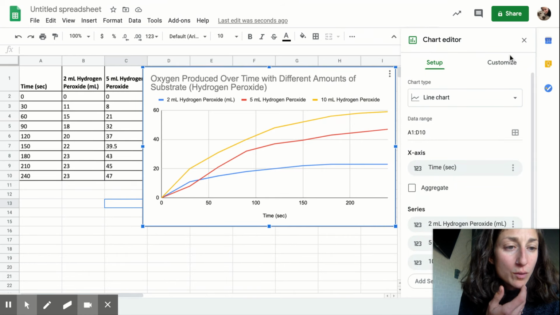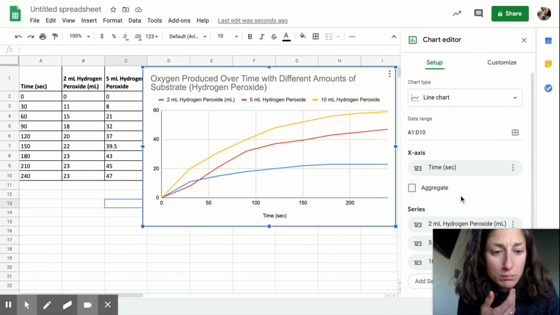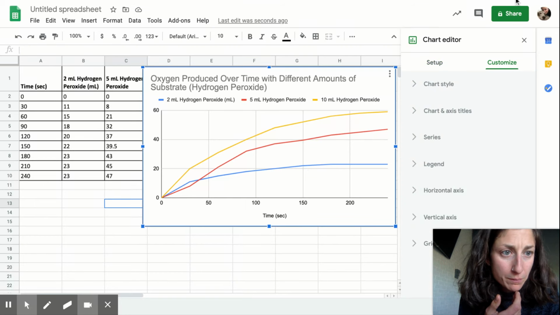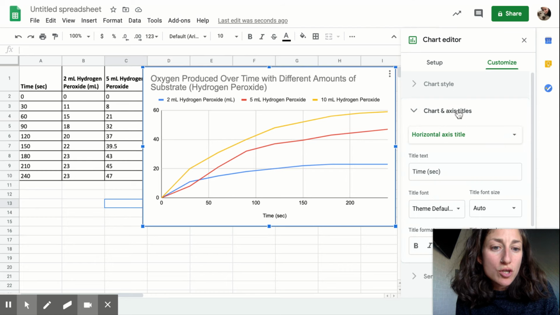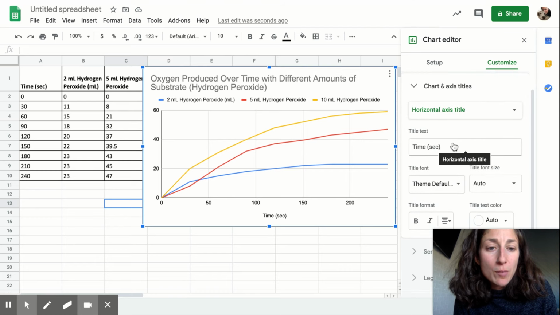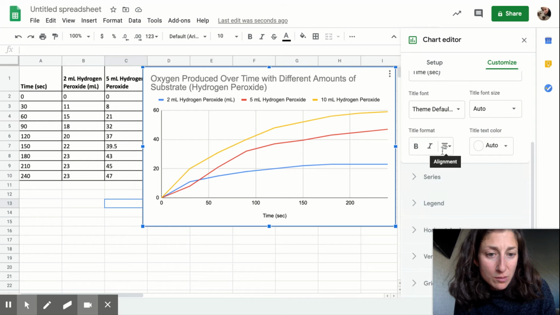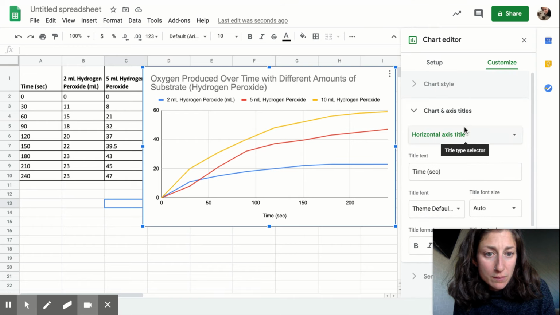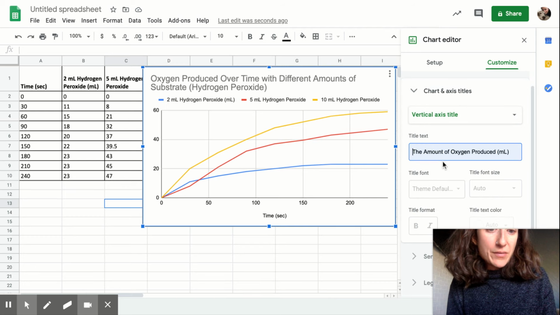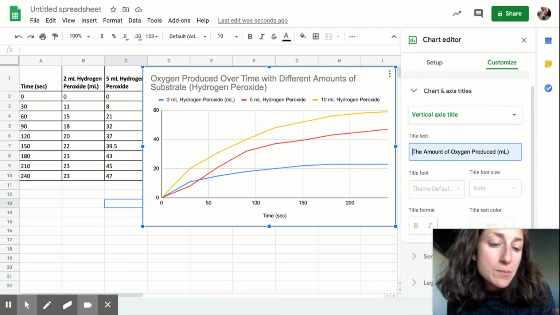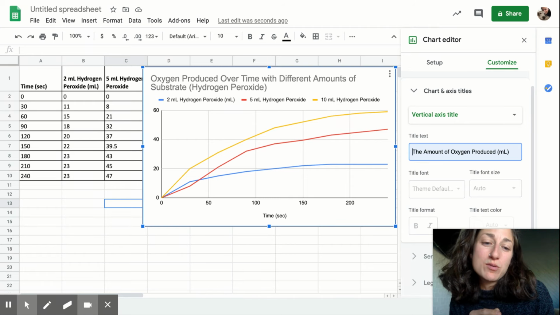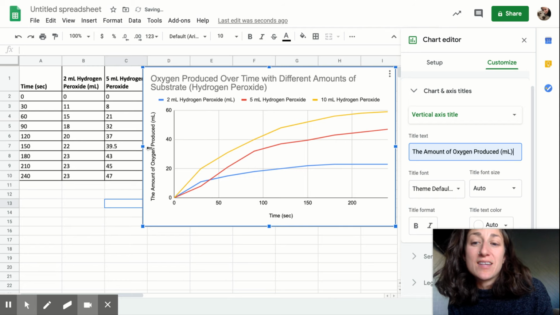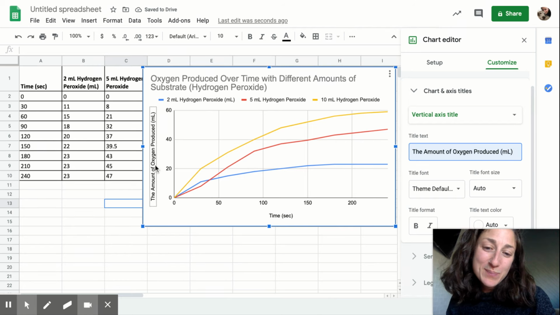And we're going to go to customize. Okay. And then in customize, I'm going to go to chart and axis titles. I'm already good on my horizontal axis title, but I'm going to go down to choose my vertical axis title, and I'm just going to write the amount of oxygen produced. This is because I already made it, so it gives me it as a dropdown. You guys will have to write this. The amount of oxygen produced, and I also have my units. Okay, and then guess what? There it is. Puts it on there for us.